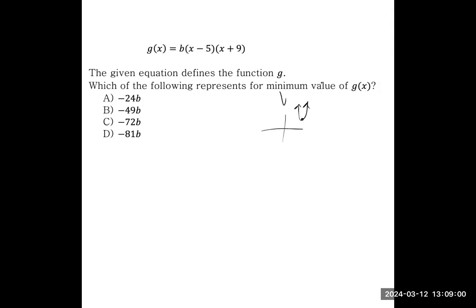And let's go ahead and start finding the vertex, which would give us the minimum value. The x value of the vertex could be negative b over 2a if it's in an ABC format, but the x value of the vertex could also be the average of the zeros if it's in a factored format, which it is here. So the zeros are the x-intercepts. They're what you get when y equals 0.